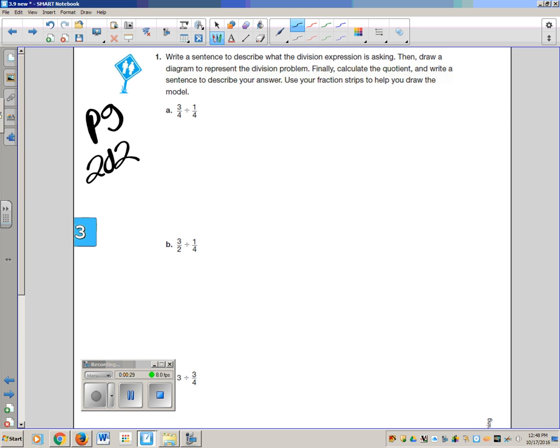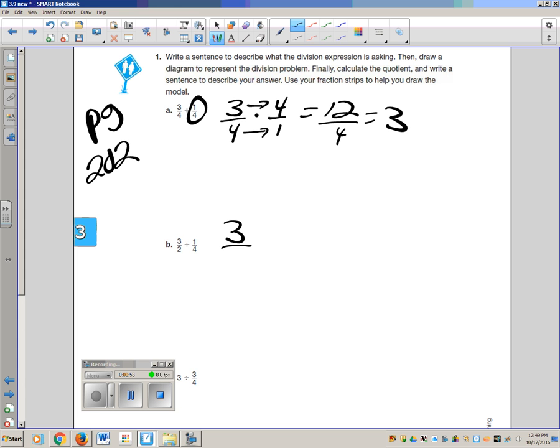So starting on page 202, 3/4 divided by 1/4. When we divide fractions, we find the reciprocal of the divisor, we flip the second fraction, and we multiply. 3 times 4 is 12, 4 times 1 is 4, 3 halves. So, right, 3 halves times, flip the second fraction, 4 over 1. 3 times 4 is 12 over 2 equals 6.